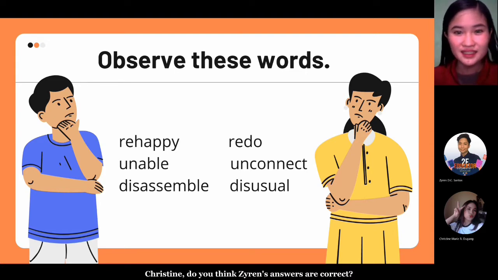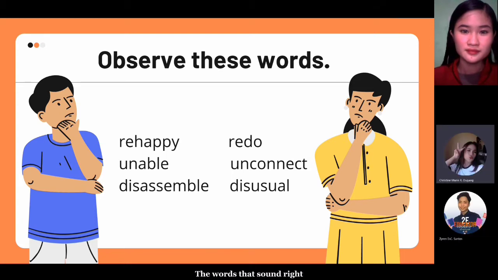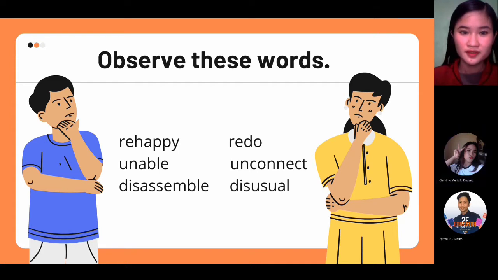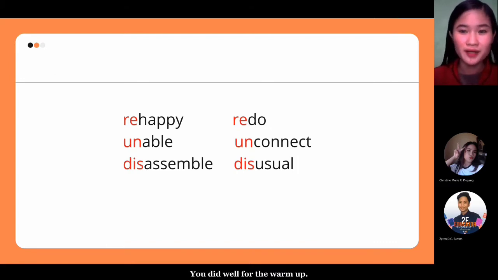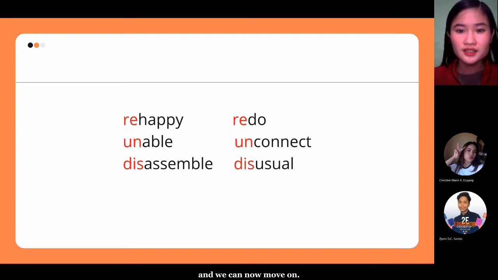Thank you, Zairen. Christine, do you think Zairen's answers are correct? Yes, ma'am. Will you please repeat them? The words that sound right po are redo, unable, and disassemble, while the words that do not sound right po are rehappy, unconnect, and disusual po. Very good, class. You did well for the warm up. It also shows the importance of knowing which prefix to place in front of certain words. This exercise is for you to be ready for the next tasks. And we can now move on.